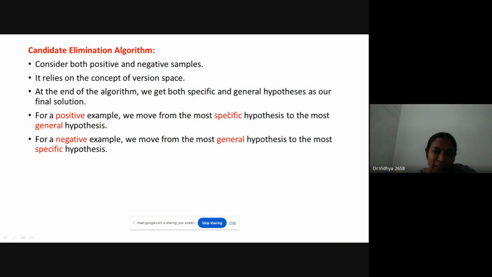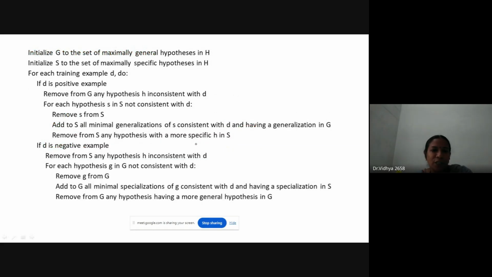Yesterday we have seen that, and I want to highlight the key points here. So we have the specific hypothesis and the general hypothesis. We move from the most specific hypothesis to the general hypothesis for positive examples, and we move from the most general hypothesis to the specific for negative examples. Okay, this is for the concept.